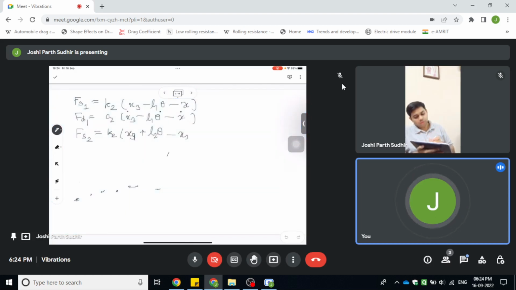So this should have been actually x1. And Fd2 is C2 (x3 dot minus L2 theta dot minus x2 dot).